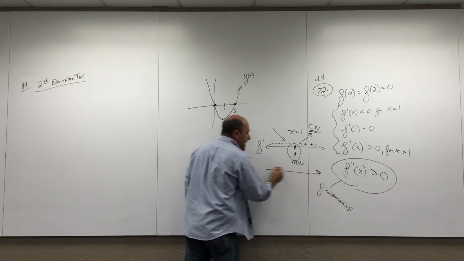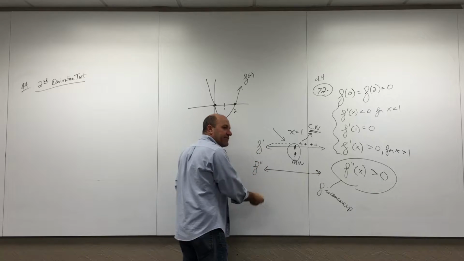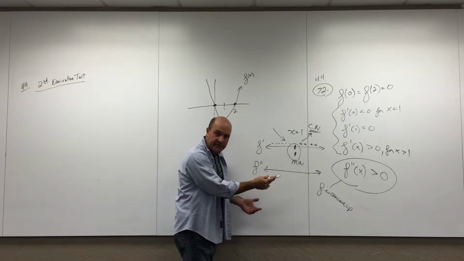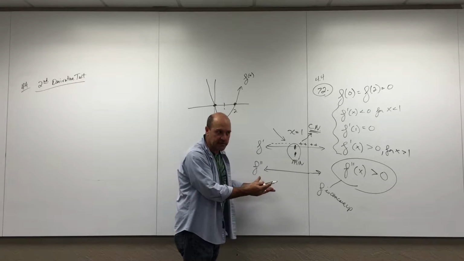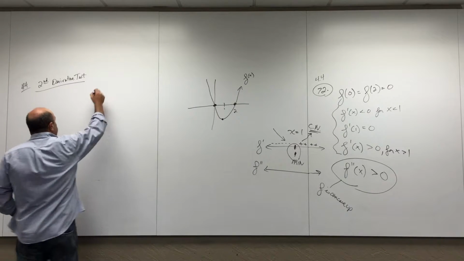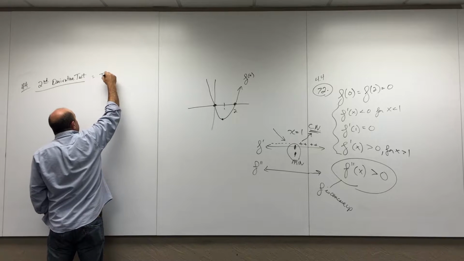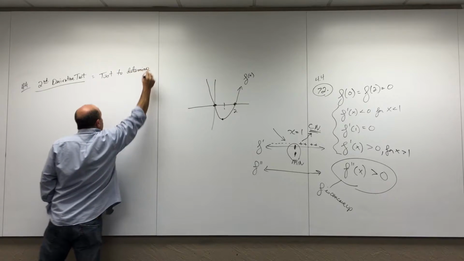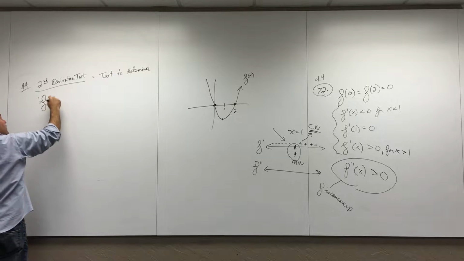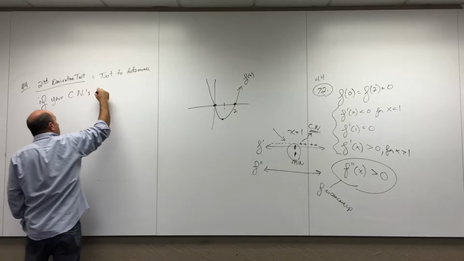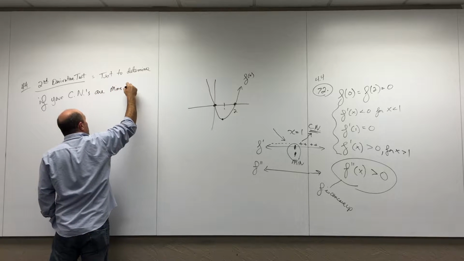When I play the same game using the second derivative, I've called it a concavity test. Don't call it a second derivative test, I said, because there's something else called a second derivative test. Well, here it is. Let me say what it is. It's a test to determine if your critical numbers are mins or maxes.